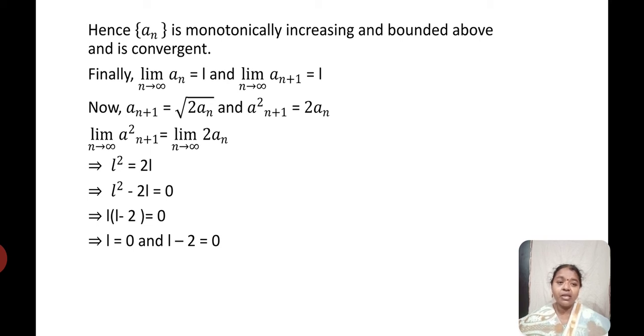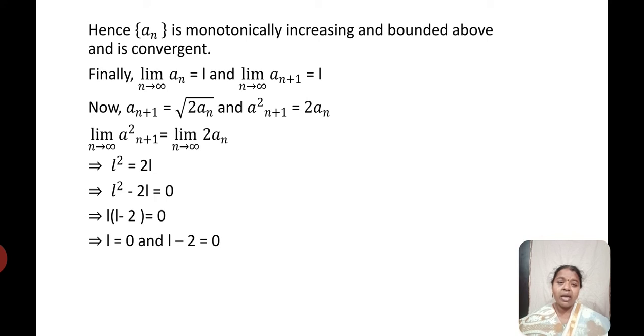Finally, we have to find the limit value. So limit n tends to infinity an is equal to L, and limit n tends to infinity a(n+1) is equal to L. Now we know a(n+1) is equal to root of 2an. Let me square both sides. So when I square both sides, I get a(n+1) squared is equal to 2 times an. Let me take the limit on both sides. So limit n tends to infinity a(n+1) squared is equal to limit n tends to infinity 2 times an. We know they are equal to L.